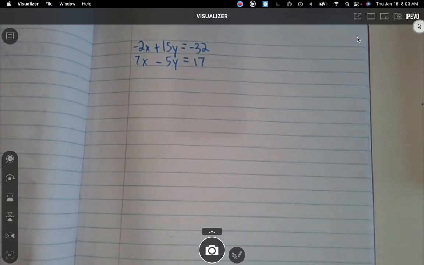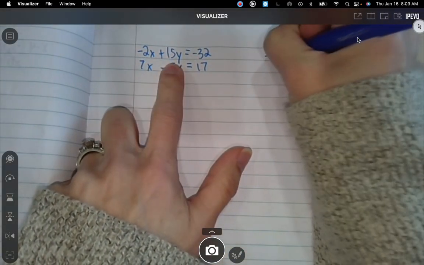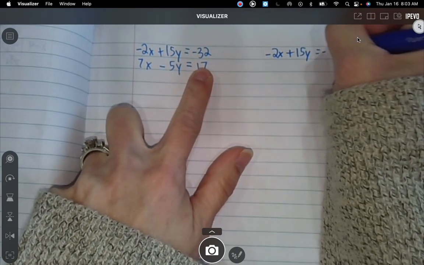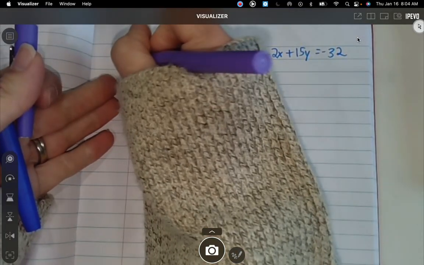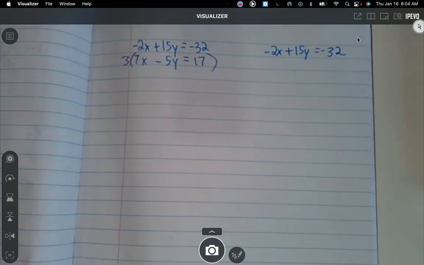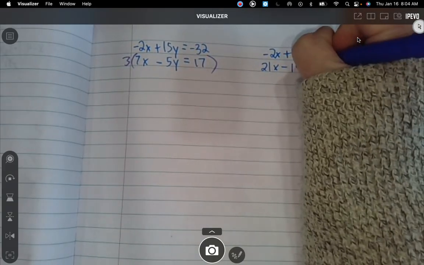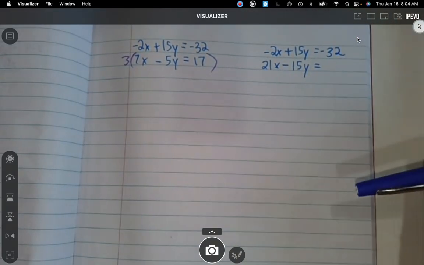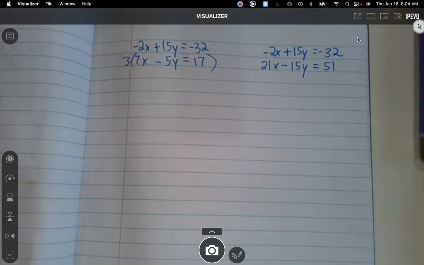So let me write down my top equation. I'm going to leave it alone. Does everybody see my top equation? Negative 2x plus 15y equals negative 32. Everybody good with that? Just rewrite that one. Now, the bottom equation, he said, hey, I can turn that 5 into a 15 if I multiply by 3. So it's 21x. Yep, very good. So you have to multiply everything by 3. So he says, okay, 21x minus 15y equals 51. Is everybody okay with that?